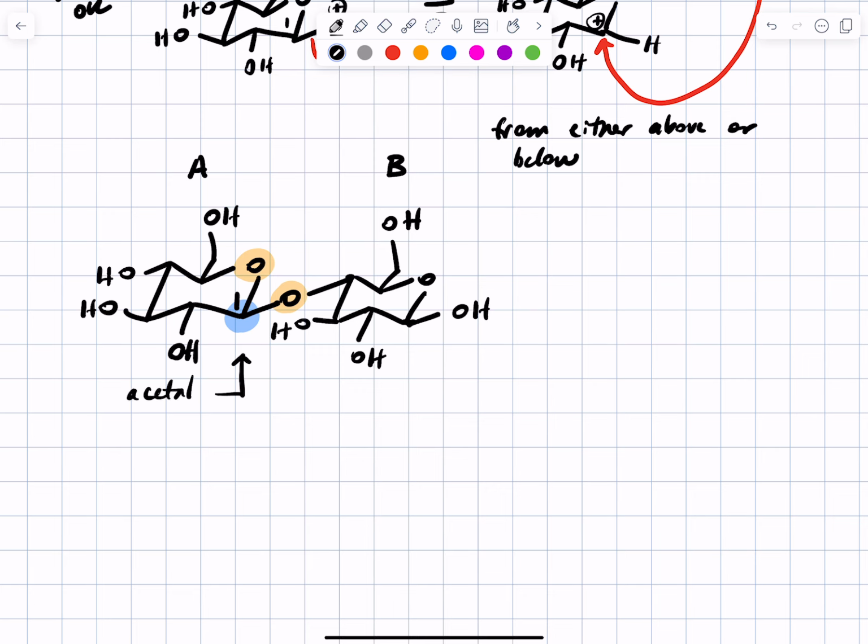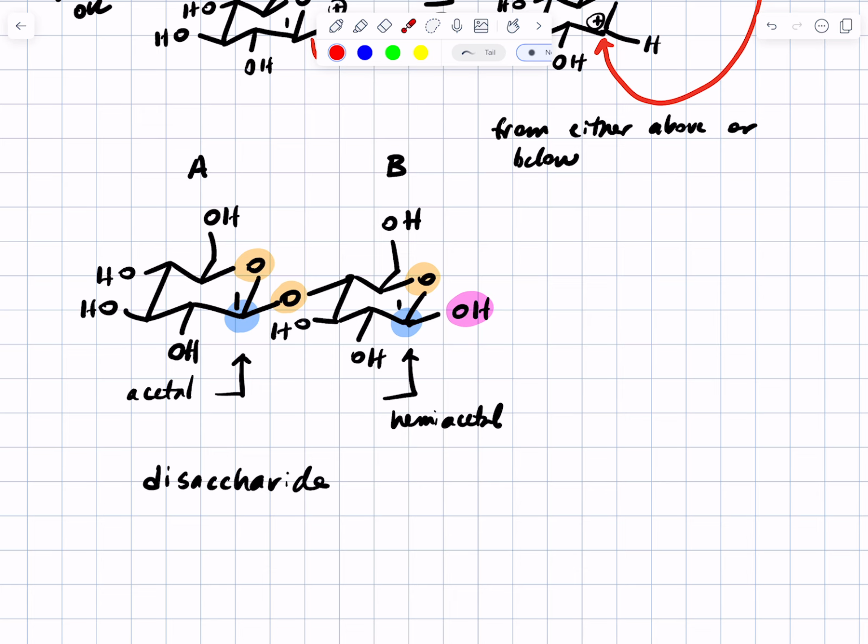How about B? What is carbon 1 in B? Hemiacetal. Again, you can tell that's true because the carbon that has the two oxygens, one of them is an OR and the other is an OH. So that's a hemiacetal. And we would call this a disaccharide. That's a way of saying two sugars linked together.